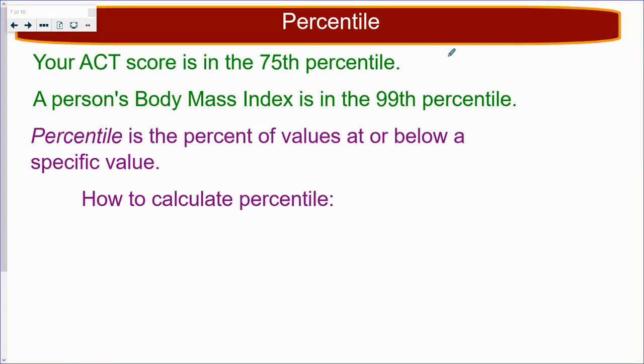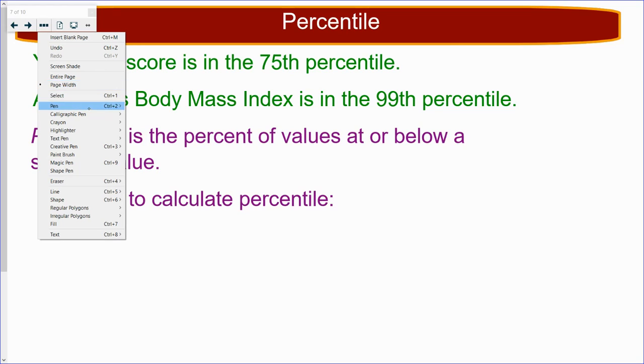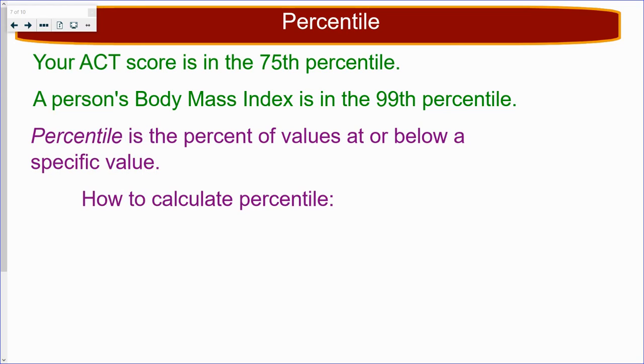I also want to take some time to look at something called percentile. I know most of you have heard percentile used plenty before, for situations like your ACT score is in the 75th percentile, or a person's body mass index or BMI is in the 99th percentile. But what do those mean?